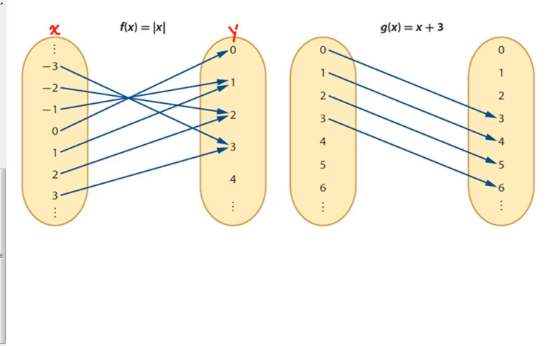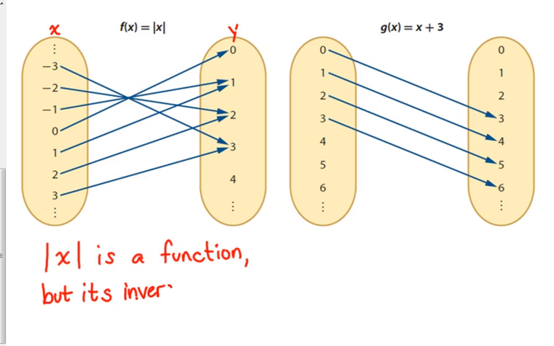Same thing will happen with -2 and +2. They both map to +2. They both have y values of +2. So every x only has one y. Every x only has one line or arrow coming out of it. So that means absolute value of x is a function. But the y values there have multiple x values. +1 comes from -1 and +1. So that means the inverse is not a function.